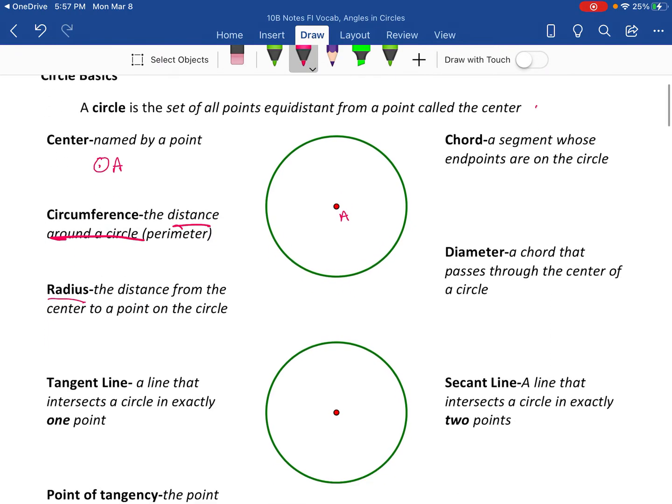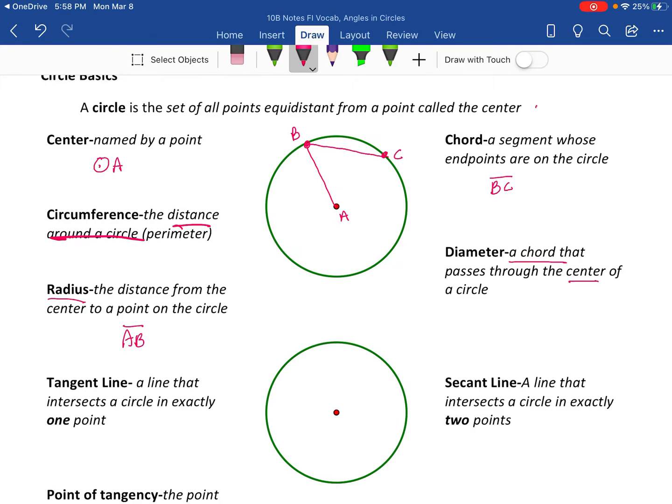Radius is the distance from the center to a point on the circle. So if I have, let's say, point B right here, this would be the radius. So AB would be a radius. A chord is a segment whose endpoints are on the circle. So if I have C here, this would be a chord. BC would be a chord.